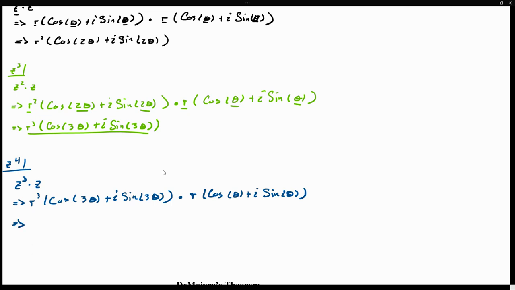Notice that we're multiplying, so the rule of multiplication says that for the modulus, we multiply them: r to the third times the same r is r to the fourth. And for the arguments, we add them up: 3 theta plus another theta is 4 theta, in both the cosine and the sine. So this is z to the fourth.